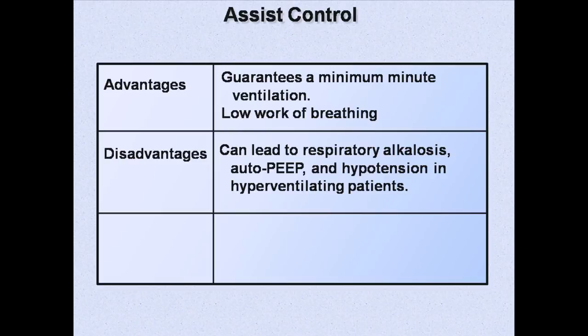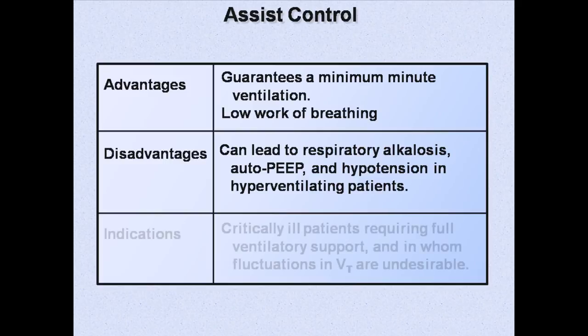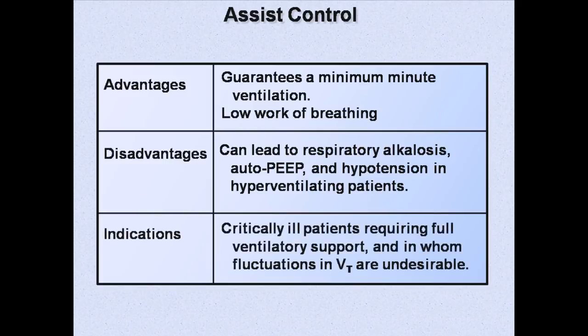Therefore, if the rate is set to 14 and the patient suddenly begins to breathe at a rate of 28, the patient's minute ventilation will literally double, leading to a drop in arterial PCO2 and significantly increased airway pressures. Indications for assist control are critically ill patients requiring full vent support and in whom fluctuations in tidal volume are undesirable. Assist control is overall the most commonly used vent mode in the world.